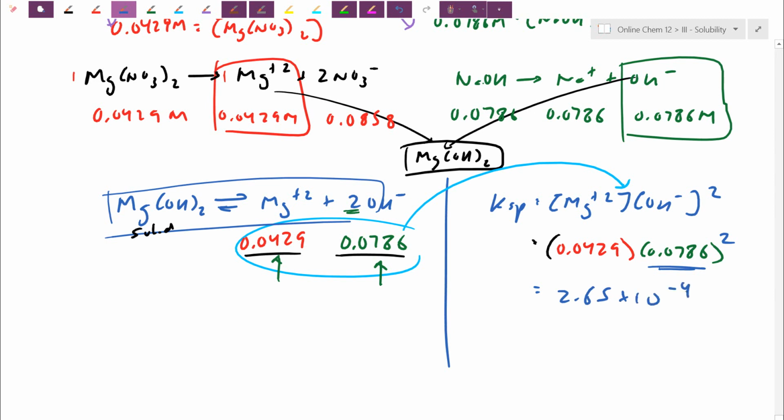Because this one here is a KEQ, it should have no units. It's a fairly small number, even though relatively speaking it's actually larger than some of the other ones, 10 to the negative 9, 10 to the negative 10. But basically, we know not a lot of salt is going to dissolve. The bigger this number is, the more salt is going to dissolve.